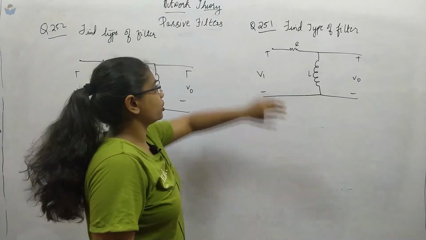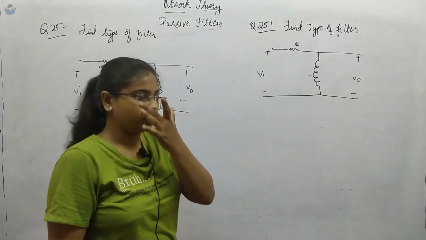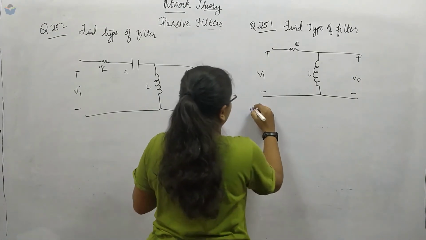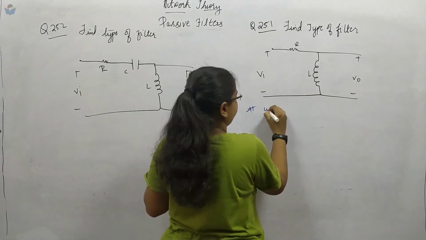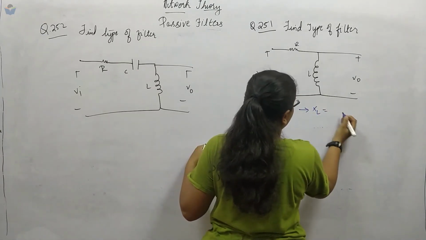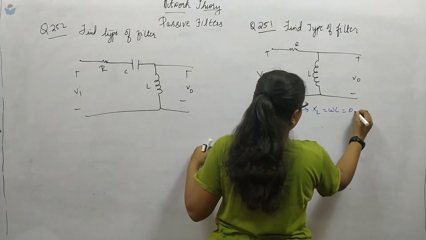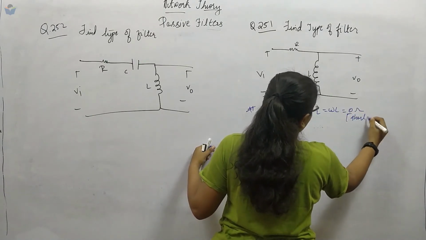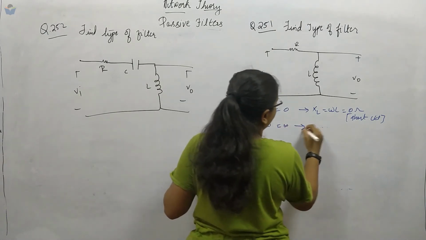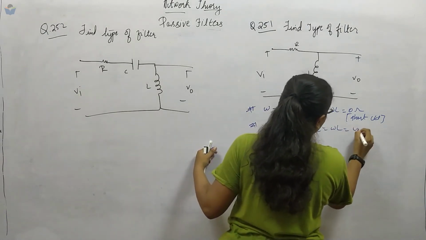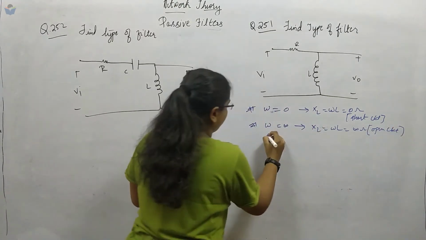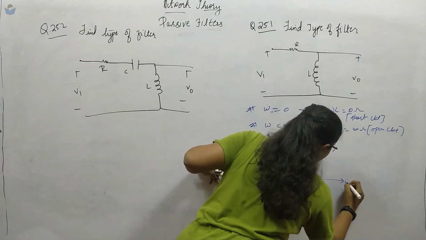Okay, coming to question number 251, we have to find what type of filter it is. So we will apply our method to find this one. Here only an inductor is there, so we will analyze only for the inductor. At omega equal to 0, XL is omega L, which means 0 ohms, short circuit. At omega equal to infinite, XL is equal to infinite, it is open circuit.